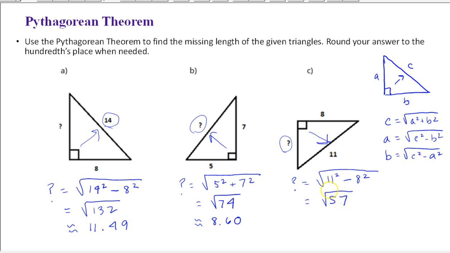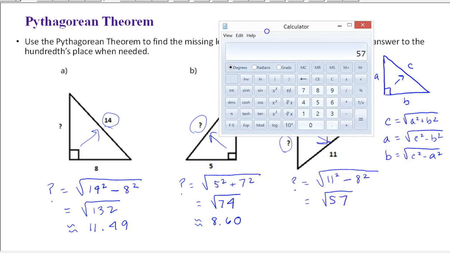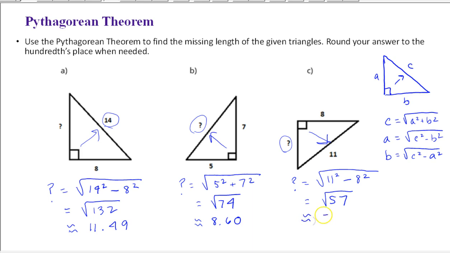Okay, that's going to be bigger than 7, the square root of 49, and less than 8, the square root of 64. But let's get a better approximation. Hit the square root button, and to 2 decimal places, notice the third's a 9, so I'm going to round up to 7.55. So this is approximately equal to 7.55.